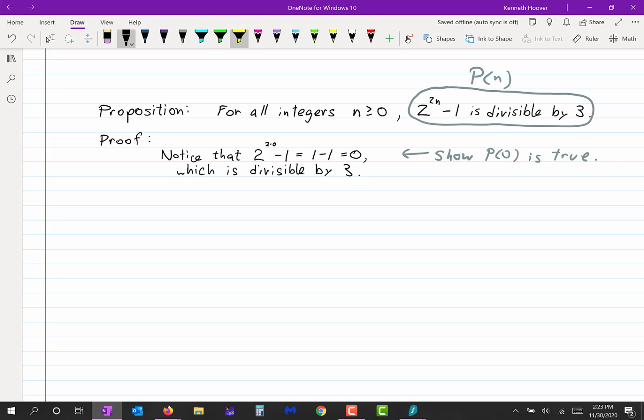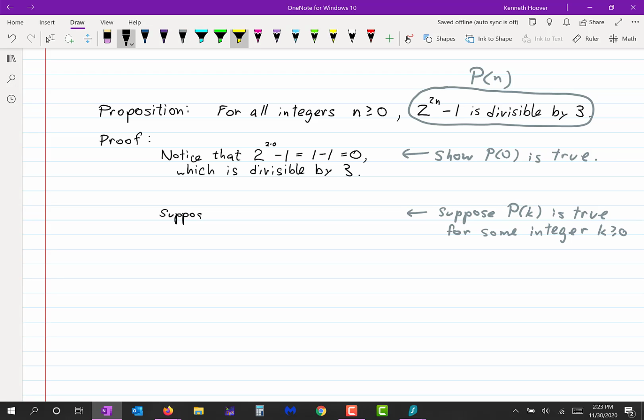Okay, so that's our base case. Now, our inductive hypothesis, which is: suppose P of k is true for some integer k equal to or greater than 0. Okay, it's just a matter of writing it down.